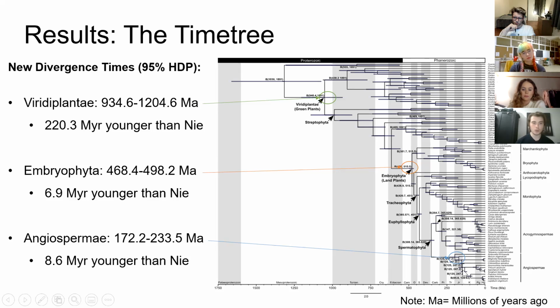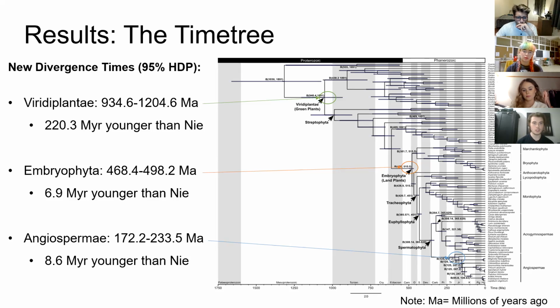And then finally, the bottom one, which is one of the key ones as well, is the origin of angiosperms. Angiosperms are flowering plants, which are very common in our terrestrial environments today, and these only came around 172.2 to 233.5 million years ago.